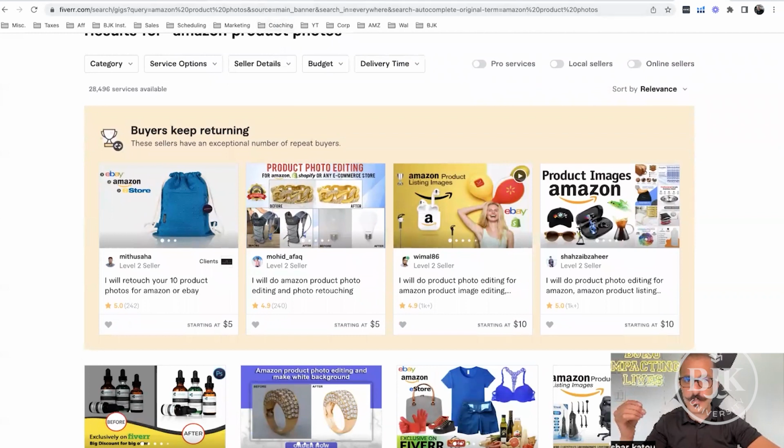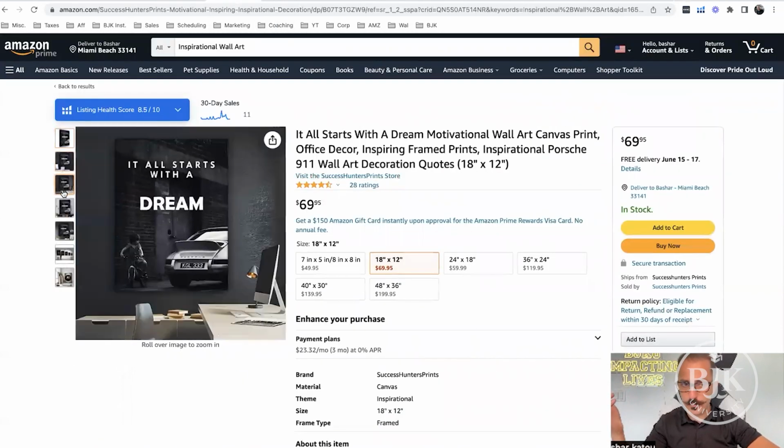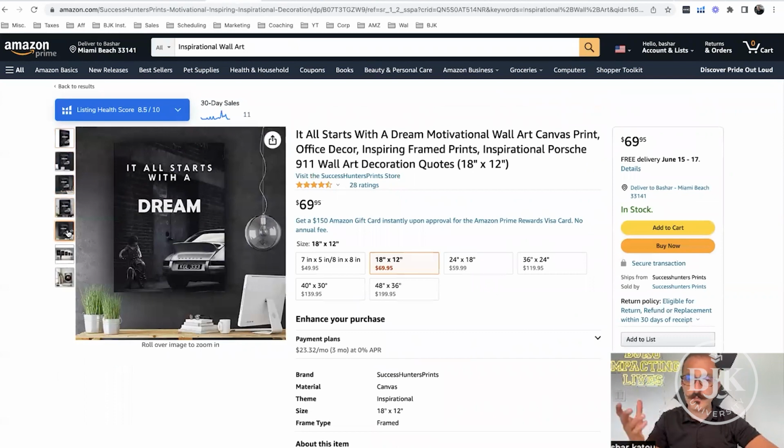So that way you can have professional photos like these ones, unless you have someone local in your area who can do it, or maybe, we've had some of our students that actually do it themselves, right? They just take photos themselves.